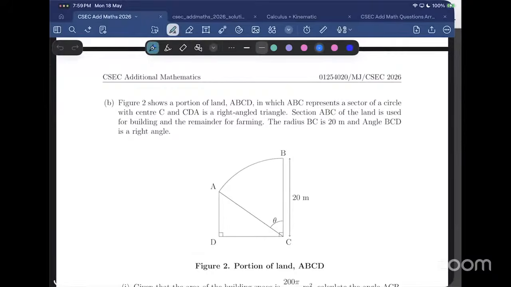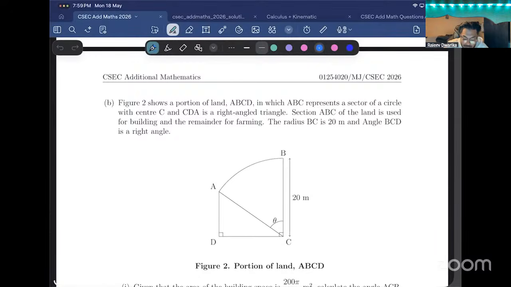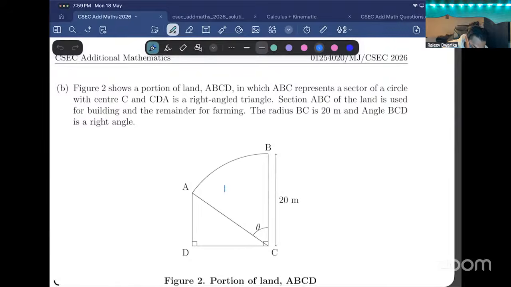Alright, no problem. Figure 2 shows a portion of land in which ABC represents a sector of a circle with center C, and CDA is a right angle triangle. Section ABC of the land is used for building, ABC is for building, and the remainder for farming. So the other part is for farming.